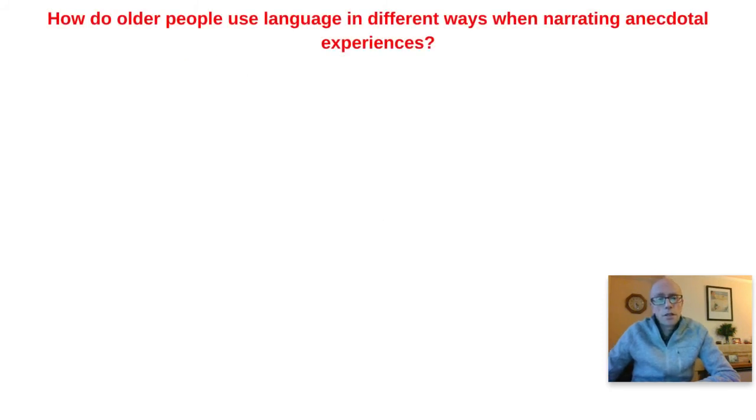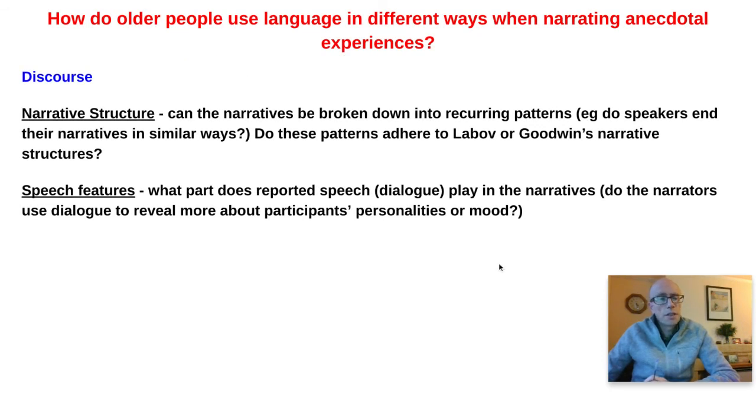Right, so here's the question again, and this is what she did. So under discourse, she decided, I'm going to think about narrative structure and I'm going to think about speech features. When I'm looking at narrative structure, I want to be looking at patterns. What are the kind of recurring patterns that are going across these anecdotes? How do they begin their stories? How do they develop their stories? How do these speakers end their stories? Do they do it in similar or different ways? Do these patterns adhere to Labov or Goodwin's narrative structures?